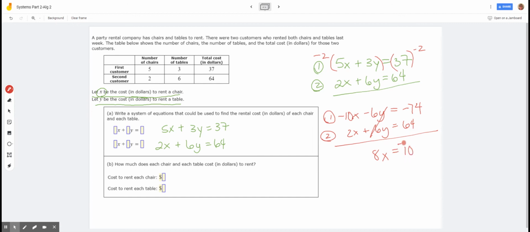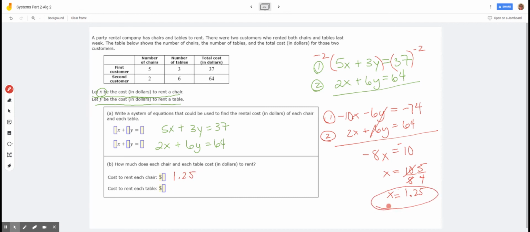-10. Well, x can't be negative. Oh, that's -8x. That makes sense. Okay, so x is equal to 10 divided by 8, or 5 divided by 4, or $1.25. Okay, 5 quarters is $1.25. Okay, so cost to rent each chair, $1.25.